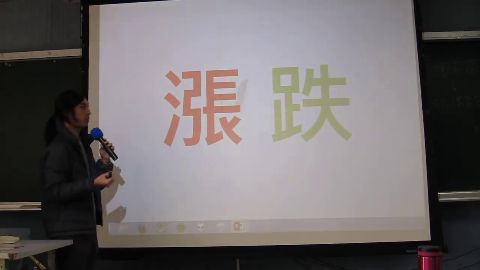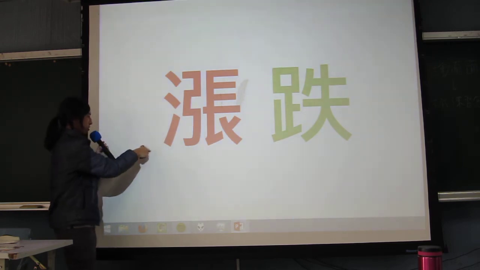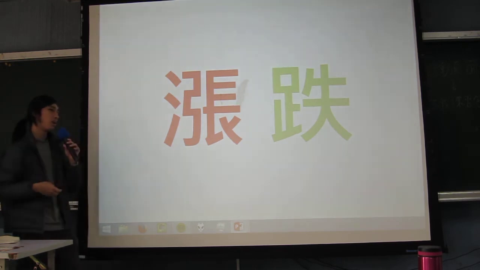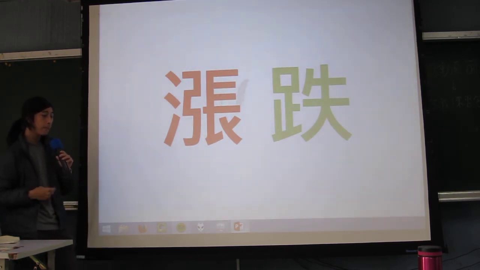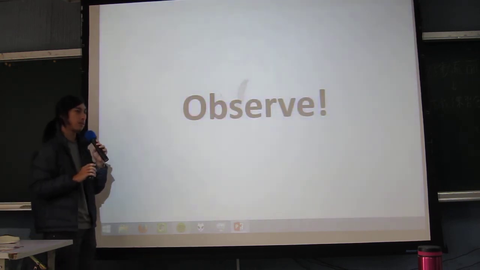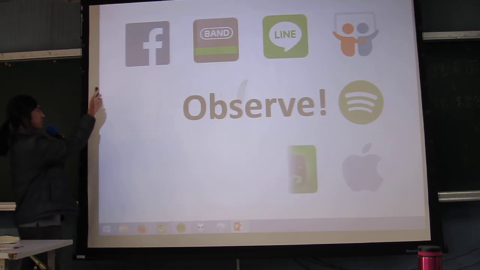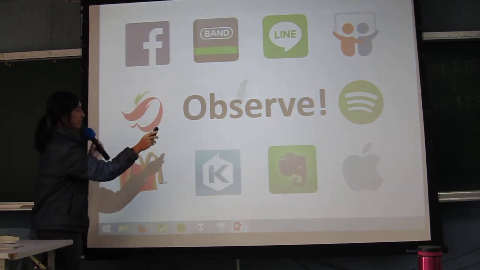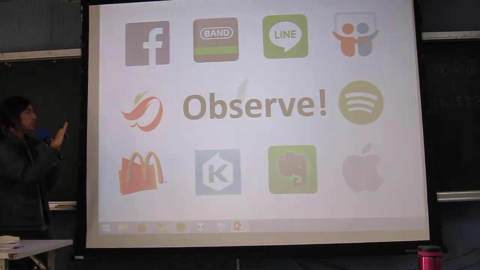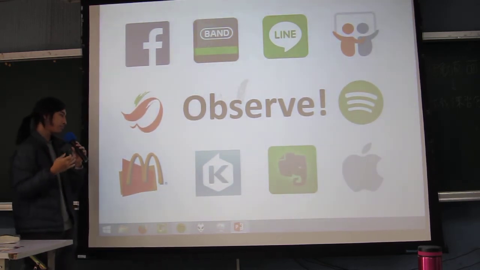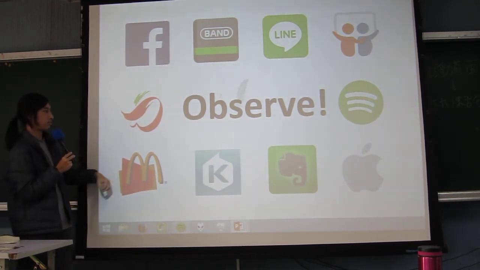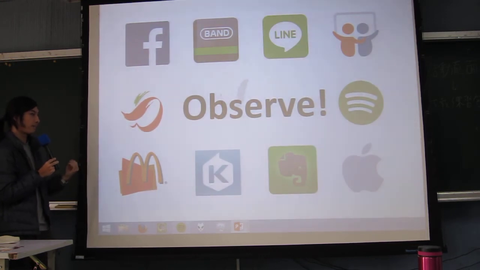You can choose from the coloring, but there are so many colors on the coloring. How should you choose? My suggestion is you can observe the colors in your life. For example, Facebook, Bing, Line, Slideshare, Spotify, Apple, Evernote, KKBox, McDonald's, and so on. These icons have, I think, very classical combinations of colors. Then you can take some advantage of them.